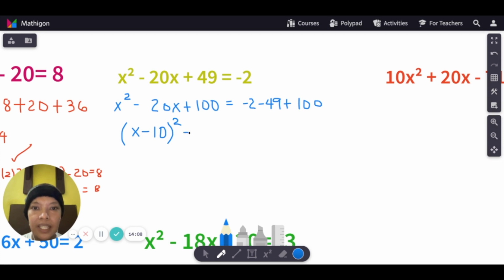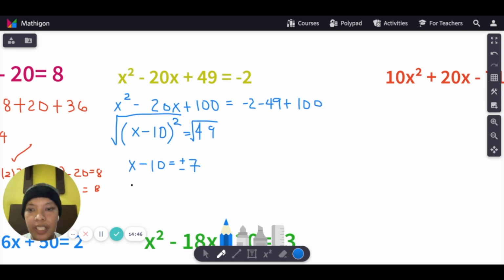So, ito namang kabila, negative 51 plus 100 is 49. Tama po? Okay, nakuha niyo po yun. Then, you get the square root of both sides. Okay, so, ito, pag kinuha niyo yung square root, that is x minus 10 is equal to, again, dahil square root po yan, laging dalawa. So, 49 is 7.